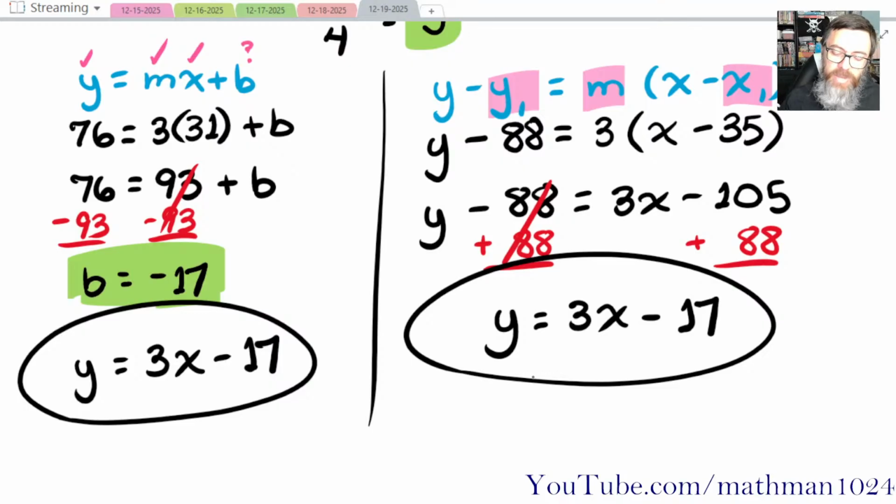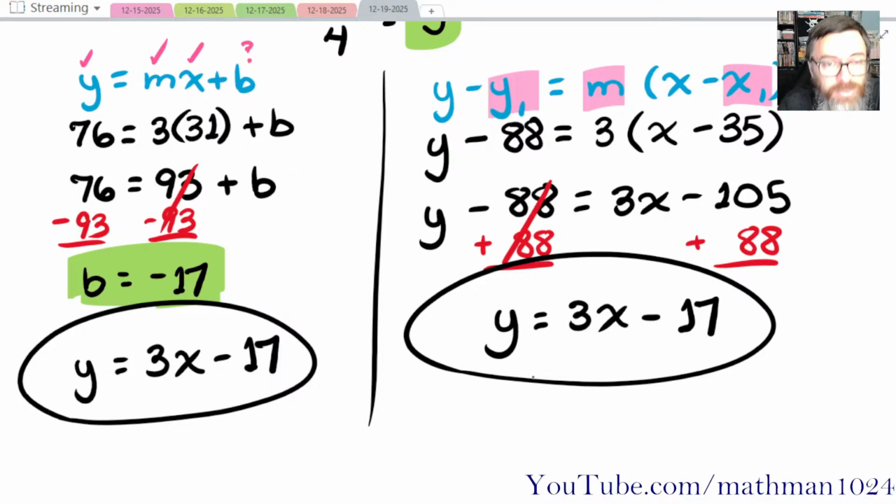Now, let me talk to you about some pros and cons here. The pro to using the form that we have here on the right, that point slope formula, is that it doesn't require you to find a number and then plug that back in. It is a complete equation once you distribute and you move terms over. The con is that if you are plugging in negative coordinates, it can definitely be confusing because then you have the minus and you have the negatives, and if you're not careful with your signs, it's easy to make a mistake.